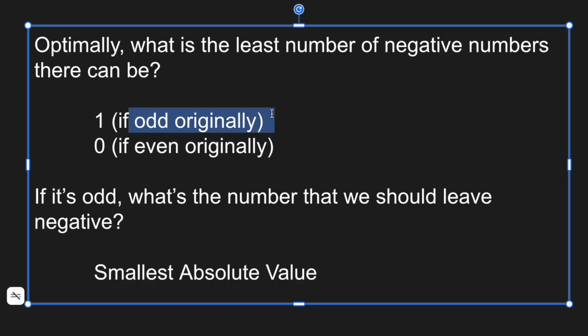If it is odd, then all the other ones will multiply themselves and both become positive and one of them will be left negative. So if it is odd, then what would be the number that we should leave negative? And it should be the smallest number, obviously, but more so the smallest absolute value. So if it's like 1 or -20, then we should make 1 negative and make this positive. So remember the smallest absolute value.